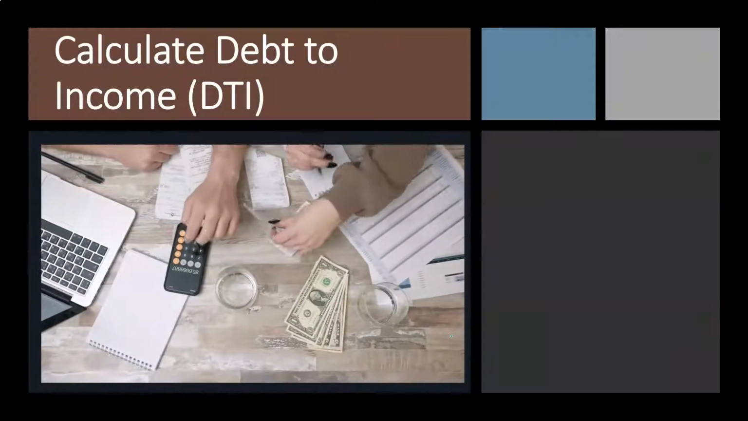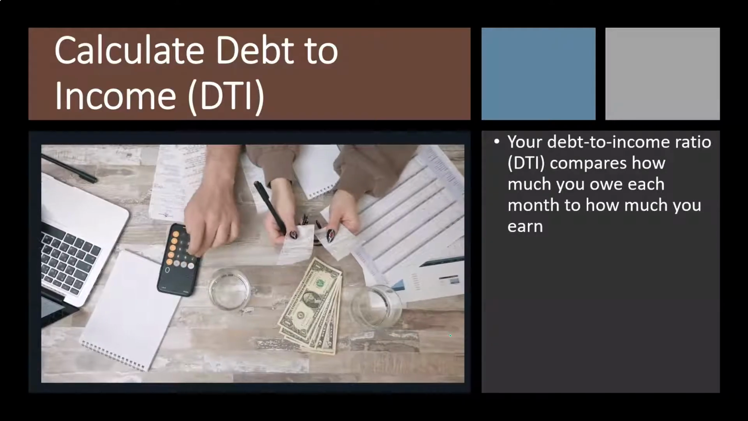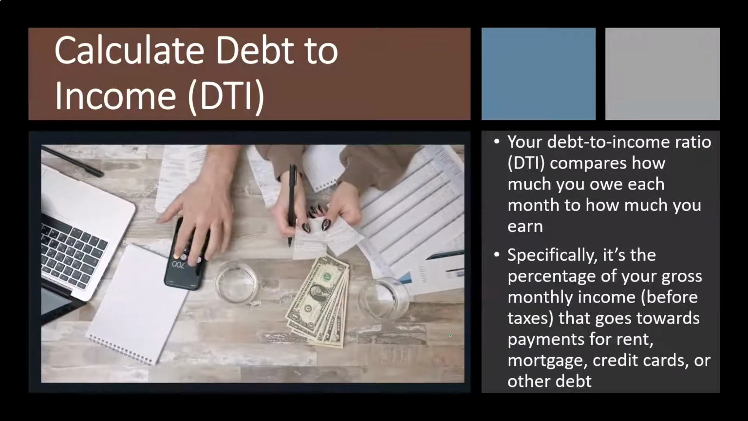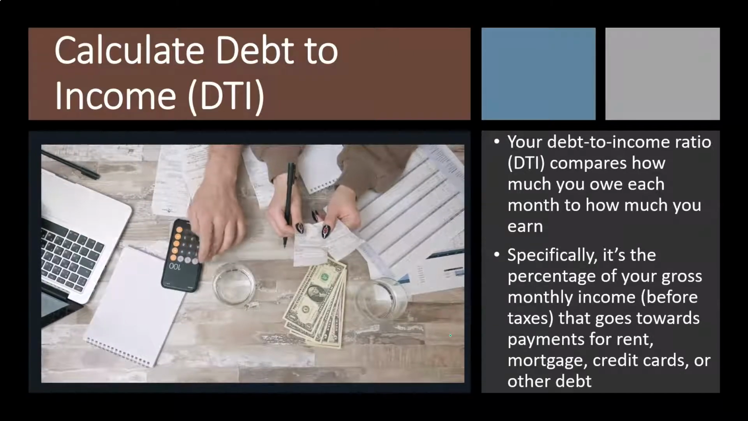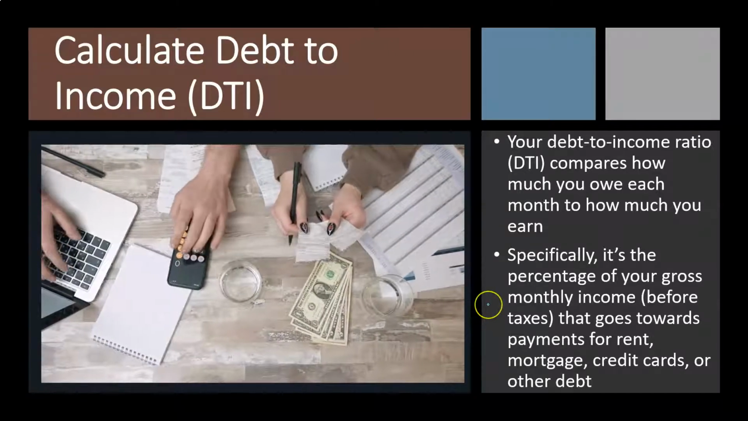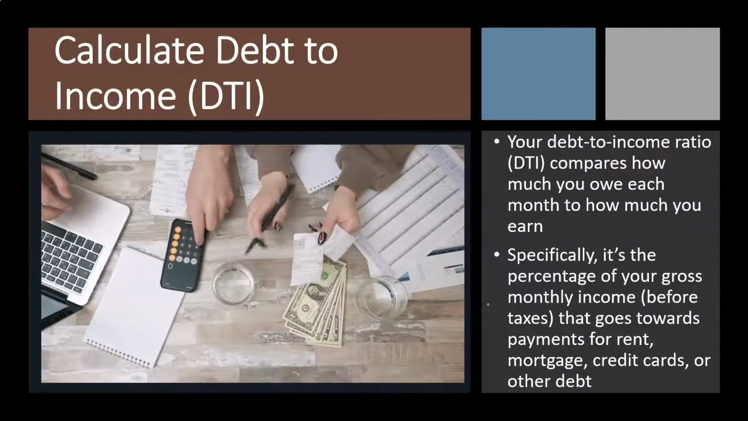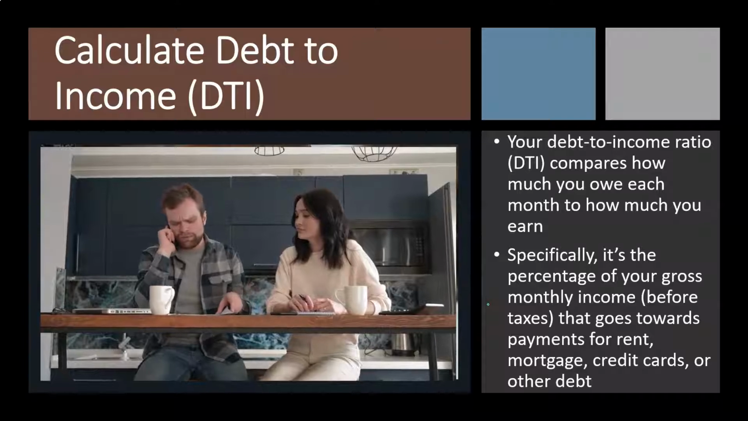So calculate debt to income. How do we actually put this thing together? Your debt to income ratio, the DTI, compares how much you owe each month to how much you earn. Specifically, it's the percentage of your gross monthly income before taxes. Now, this is the first component that gets a little confusing. Now we're actually into the calculations of this. We do have some example problems, so you can take a look at those for a little bit more detail.